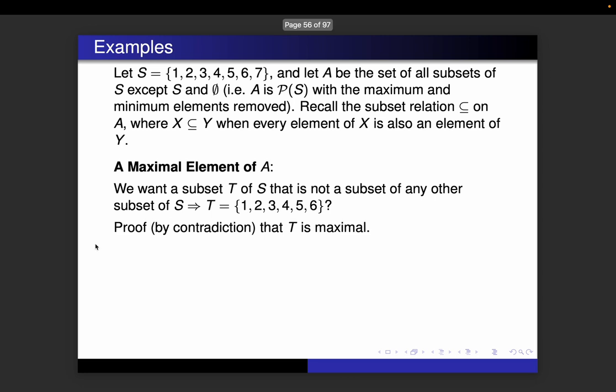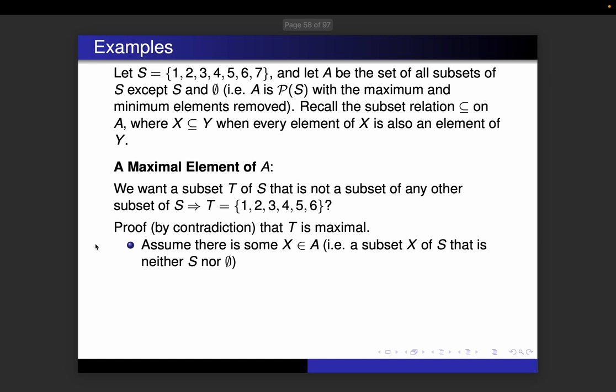Well, let's see. We're going to try a proof by contradiction that T is maximal, which means we're going to assume that T is not maximal. That means there is some X in our poset, in other words, some subset X of S that is not S and not the empty set, with two things happening. T is a subset of X, so X is higher ranked than T, and T is not equal to X. Because if T is equal to X, of course T is a subset of itself, but we need something that has a higher rank. We're going to use this to prove a contradiction.